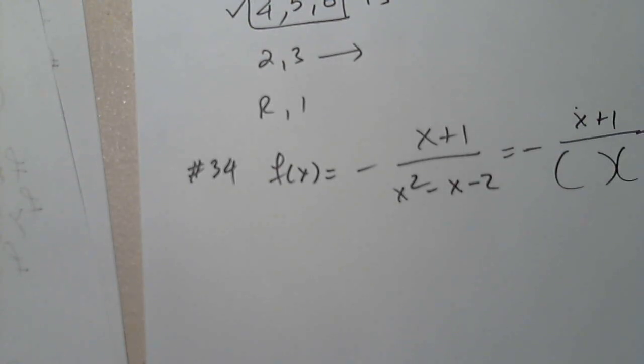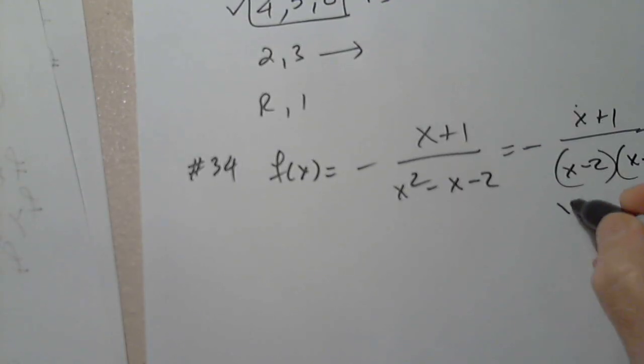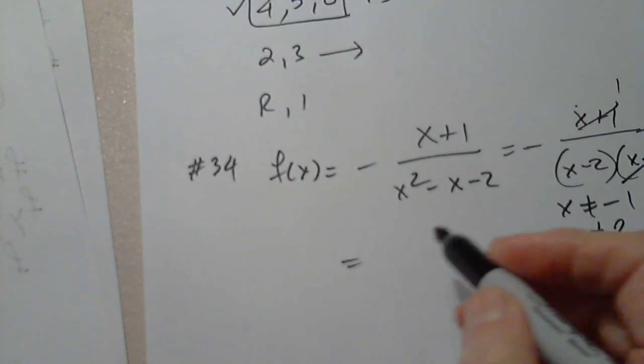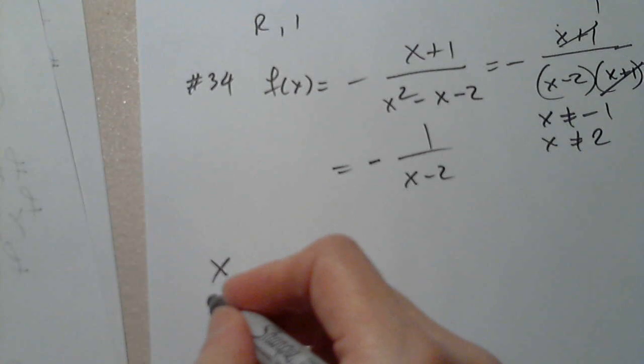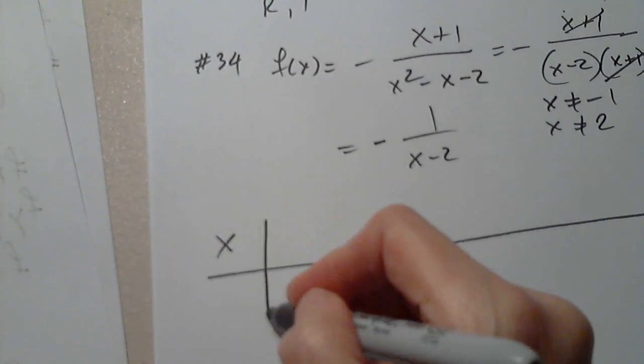Please, anybody? Would it be x minus 2, x plus 1? Yes, thank you. So the first thing I have to write is that x cannot equal -1 and x cannot equal 2. Only now I can simplify, and the simplified form is 1 over x minus 2. Now I get my table going right away.